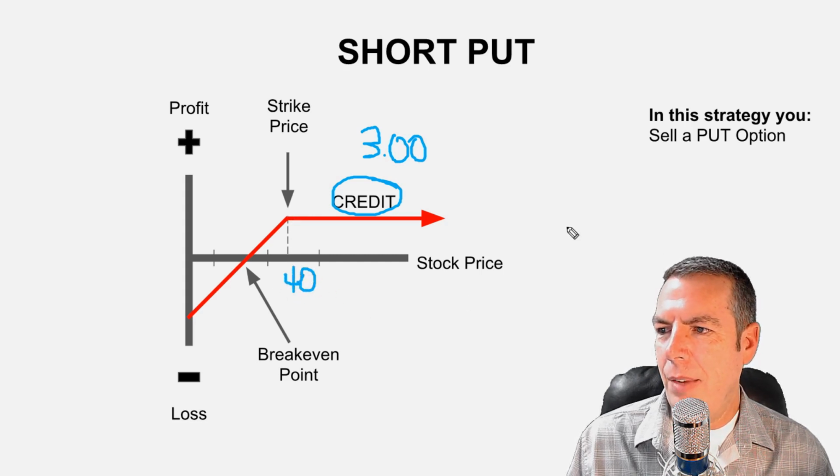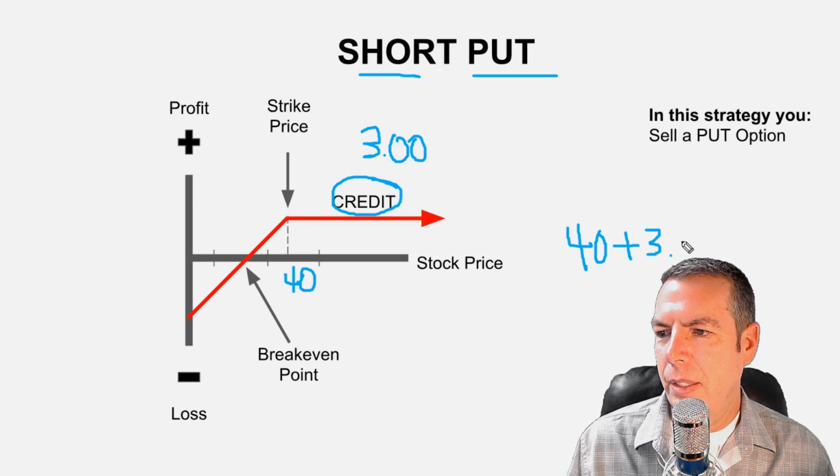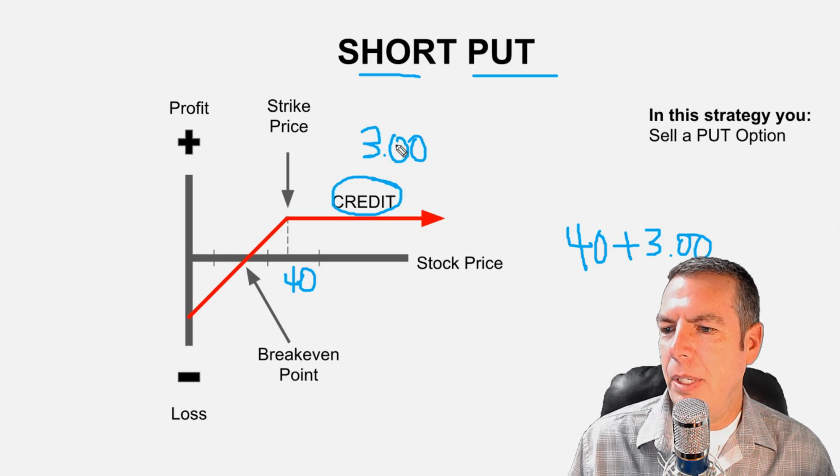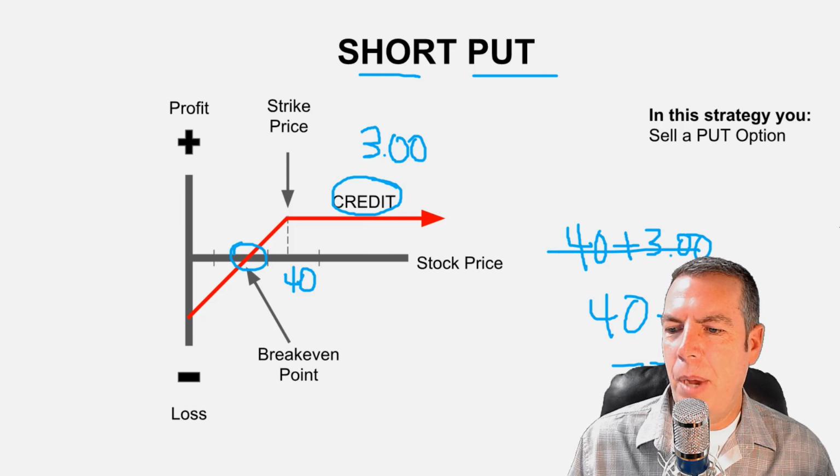Now again, to find the break-even point on a short put, all we'd need to do is take that $40 strike, and on this one we received a credit of $3. Being on the put side, we take $40 and minus that $3, which brings our break-even point down to $37. On the put side, everything's reversed. We've got to do a minus on it. So we take that $40 minus the $3 that we received in credit, and that would put our break-even point down here at the $37.